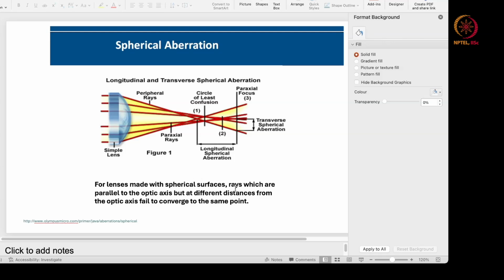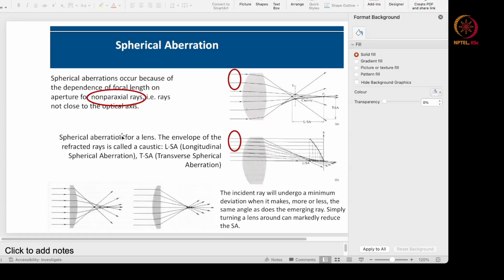So for lenses with spherical surfaces, the rays which are parallel to the optical axis but at different distances fail to converge at the same point, and as a result they give rise to this aberration. This is spherical aberration, and this picture makes it even clearer. It occurs due to the dependence of focal length on aperture for the non-paraxial rays, which are rays away from the optical axis, not close to it. As you can see, some rays converge here and other rays converge there. This is what we call the longitudinal spherical aberration, LSA, from this point to this point. This is where the peripheral rays meet on the axis, and this is the far axis.